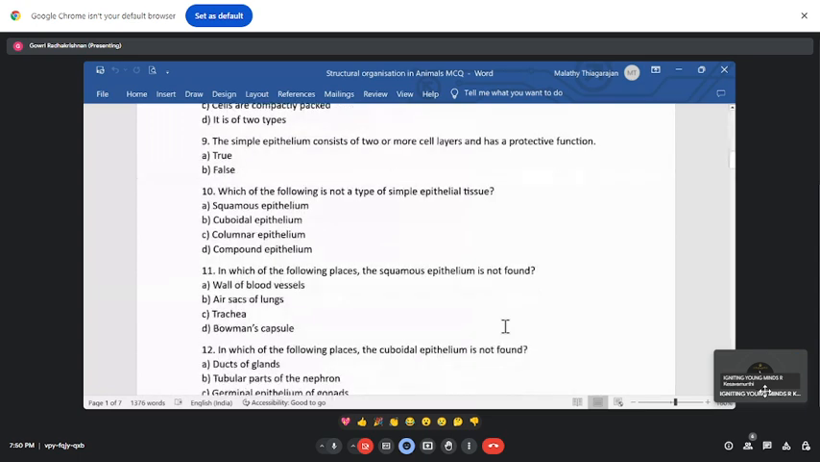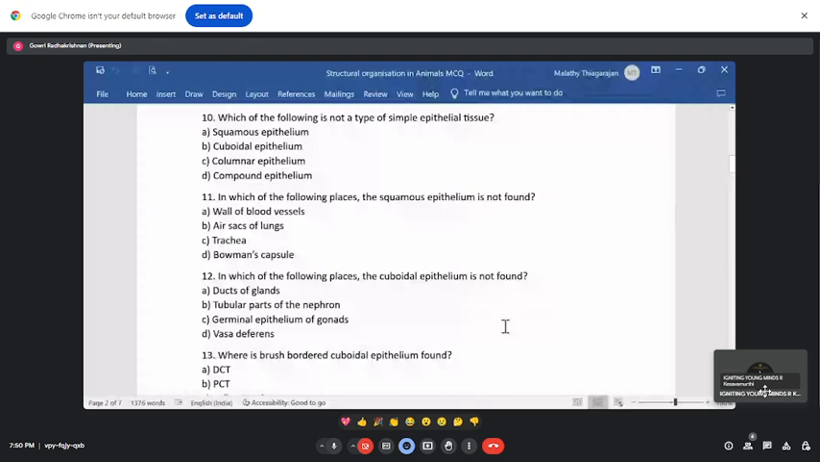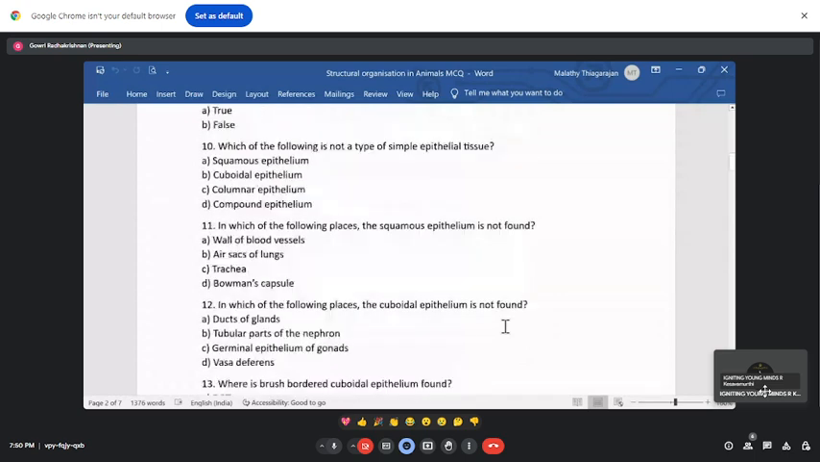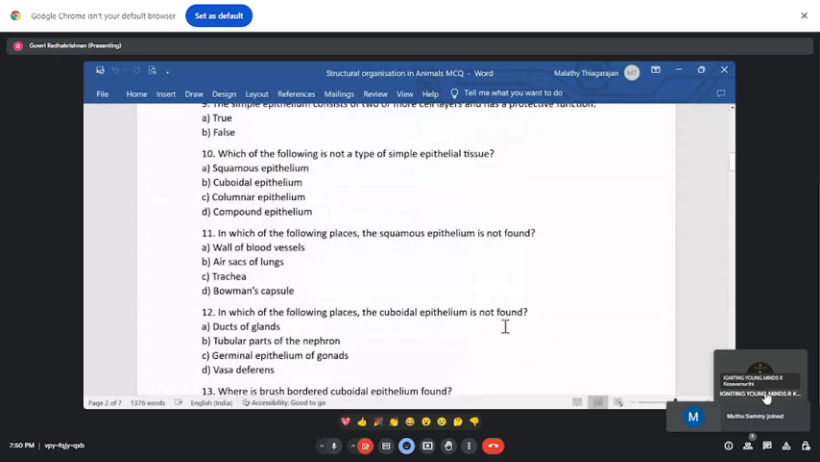Which of the following is not a type of simple epithelial tissue? Compound epithelium, ma'am. Yes. All the other three, squamous epithelium, cuboidal epithelium, and columnar epithelium, are the 3 types of simple epithelium we know. Epithelial tissue, we can also say epithelium. And the other one is compound epithelium.